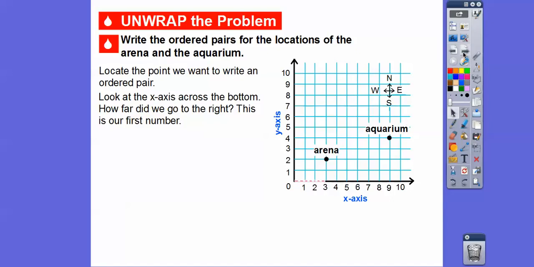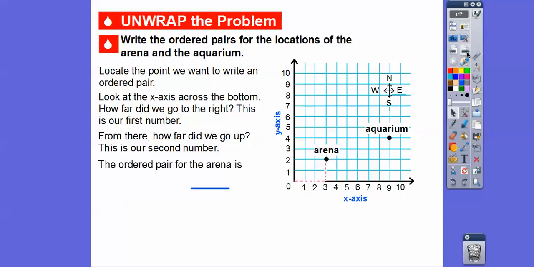From there we look at how far we went up. That will be our second number. How much we went to the right is our first number, and how much we went up is our second number. So we went 3 comma 2. That would be the ordered pair, 3 comma 2.